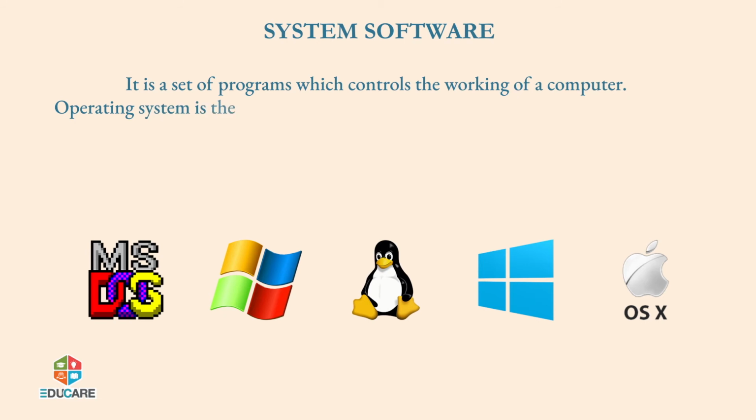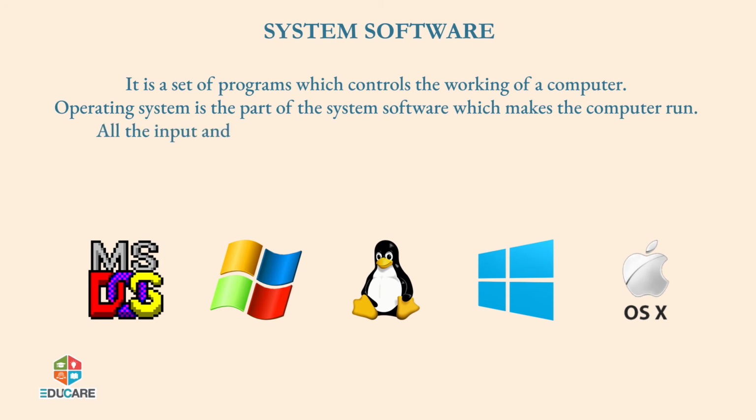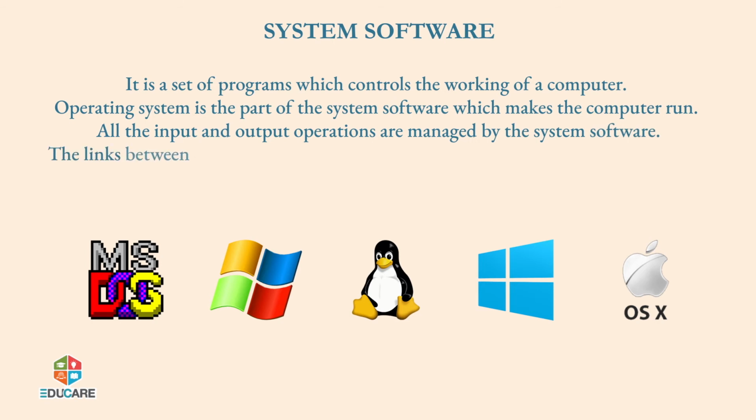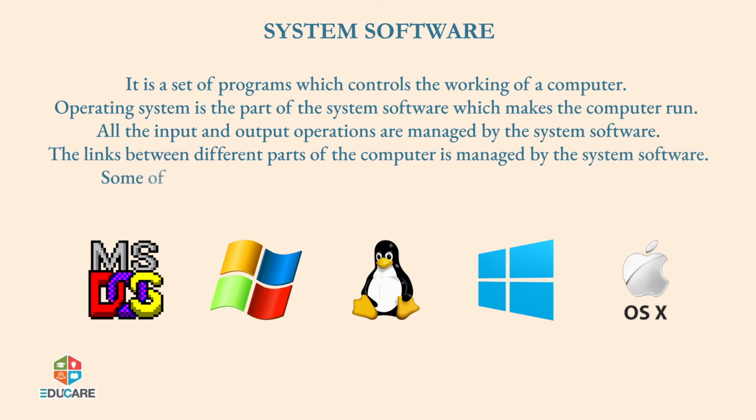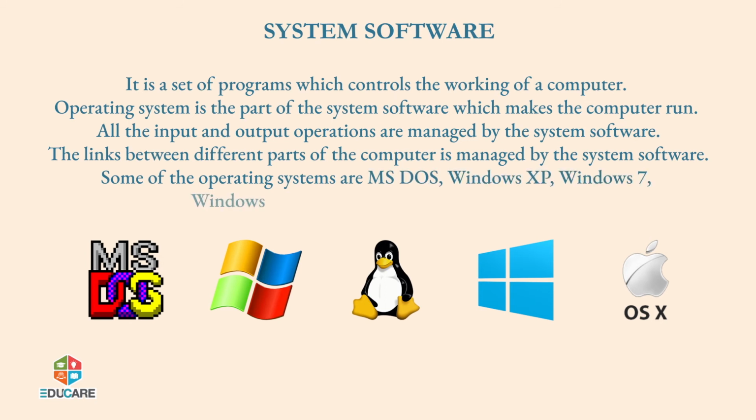Operating system is the part of the system software which makes the computer run. All the input and output operations are managed by the system software. The links between different parts of the computer is managed by the system software. Some of the operating systems are MS-DOS, Windows XP, Windows 7, Windows 8, Windows 10, Unix, Linux, Mac OS.